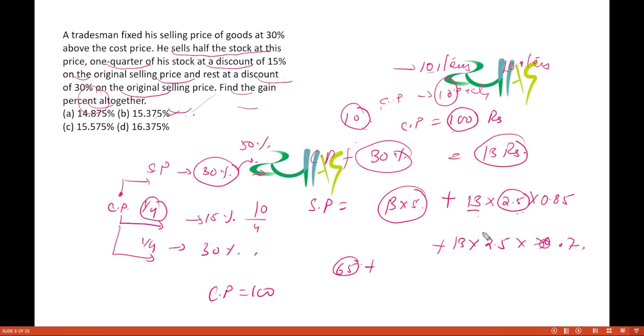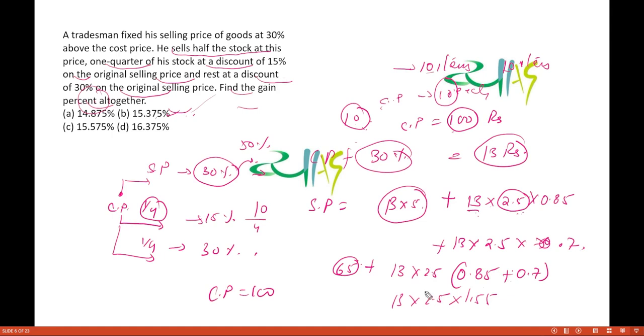So see, let's take this common. We have 13 into 2.5 as common, and 0.85 plus 0.7 will be left inside. So this you are going to get how much? 1.55. Okay, 13 into 2.5 into 1.55.